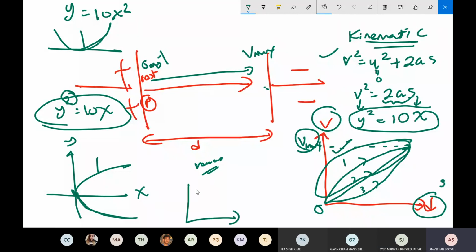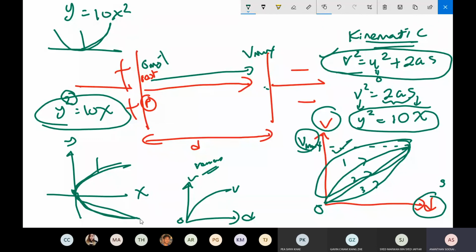So V versus D for the particle should move like this, from 0 to V, curving with a decreasing gradient. Based on what formula? Based on this kinematic formula that reveals their relationship: V squared equals 2AS. V squared, S; V is like the Y squared. The curve should be this way. If your maths is quite strong, you can imagine the curve should be this way. So the answer is 1.